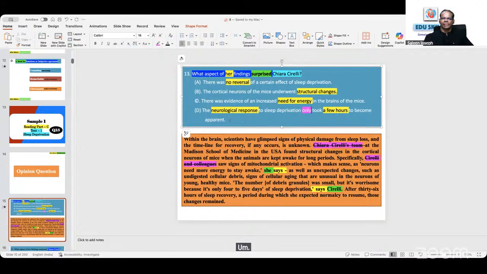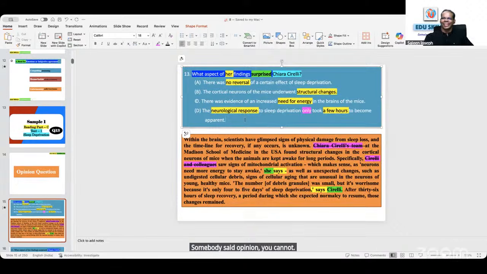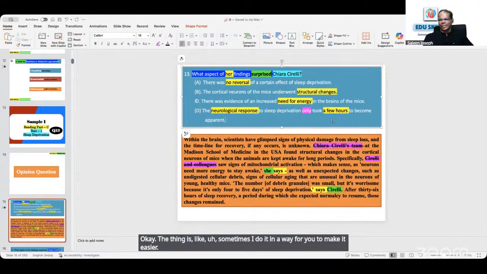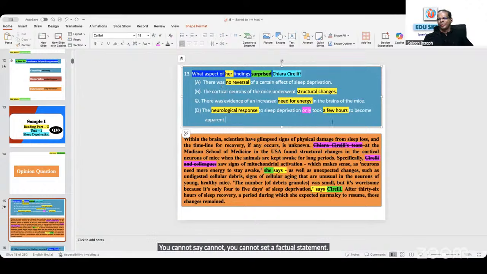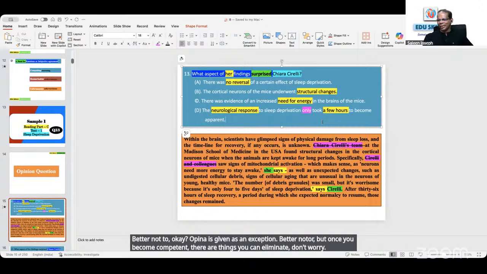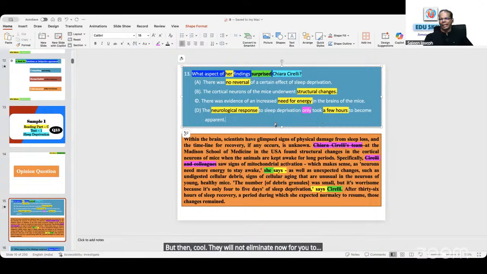Opinion now. I don't know. Somebody said opinion, you cannot. What do you say? How is the conclusion? In opinion-based, we cannot eliminate further. Sometimes I do it in a way to make it easier for you. You cannot state a factual statement. Better not to. Opinion is given as an exception. Once you become competent, there are things you can eliminate. Don't worry. But we will not eliminate now, so that you don't take the risk at all.